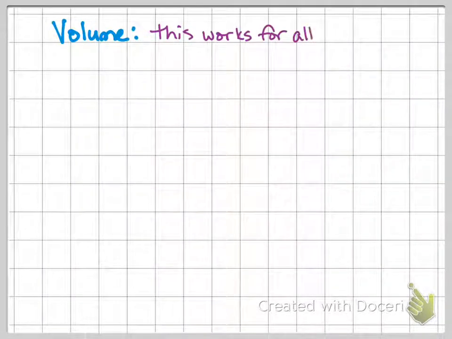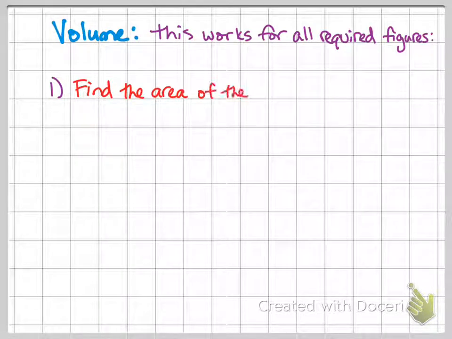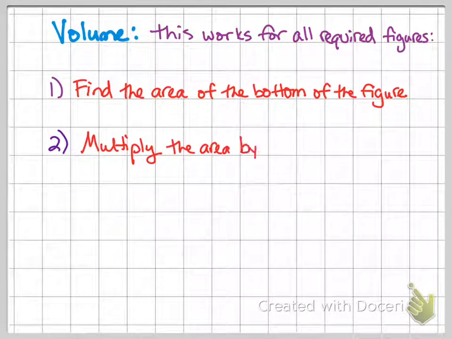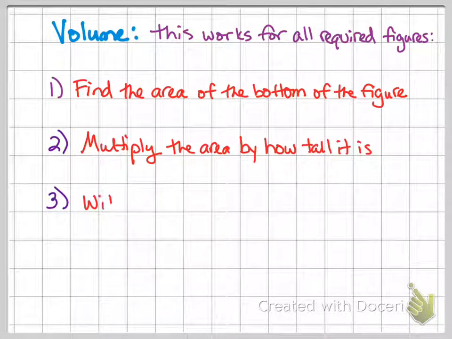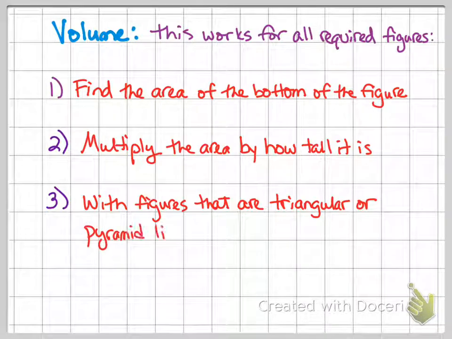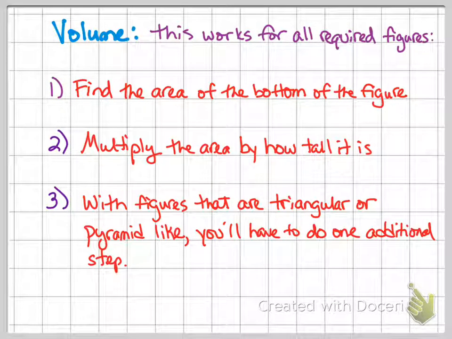All right, so let's look at how to calculate volume and follow this procedure. And this will work for all of the required figures that you have to work with. Step 1 is to find the area of the bottom of the figure. Step 2 is to multiply the area of the bottom by how tall that figure is. And in some figures that are triangular or pyramid, you'll have to do one additional step.